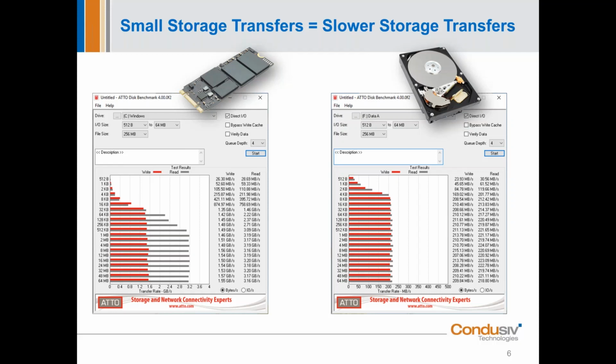Take a look at the test results on this slide for an NVMe connected SSD and a spinning hard drive. Of course, the read and write speeds are faster on the SSD, no surprises there. But what about when the storage I/O sizes are small?